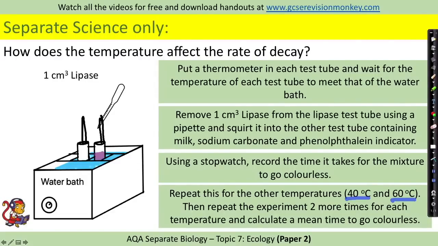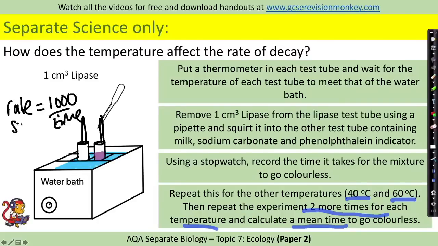And as always is good practice, repeat the experiment 2 more times for each temperature and calculate a mean time to go colourless. Now, to change this into a rate, I hinted at the equation earlier, we'll use rate is 1,000 divided by time, and that will give us our rate in per seconds, which you sometimes might see as s to the -1.